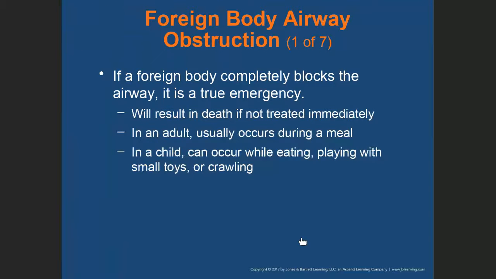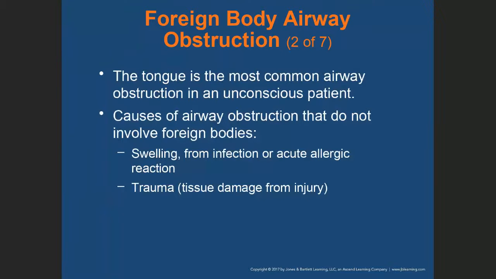In an adult, it usually occurs during a meal. In a child, it can occur while eating, while they're playing with small toys or crawling, and they put something in their mouth. The tongue is the most common airway obstruction in an unconscious patient. Causes of airway obstruction that do not involve foreign bodies include swelling from infection or acute allergic reaction. It can be trauma from tissue damage, from injury.